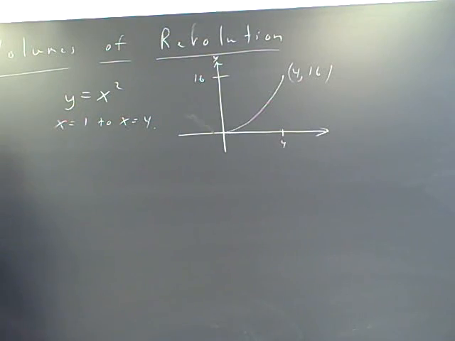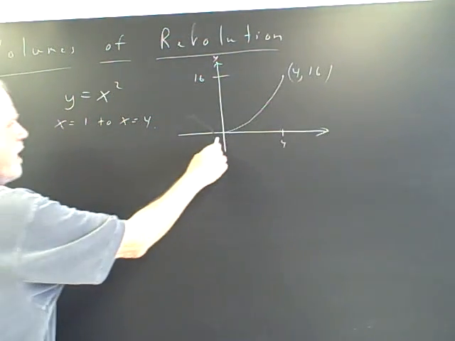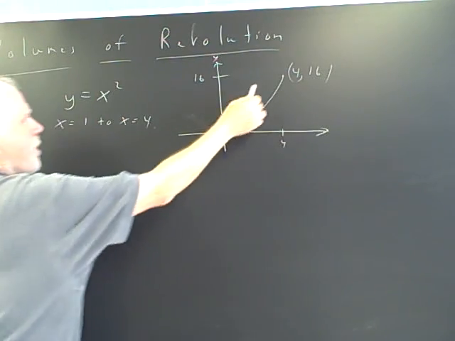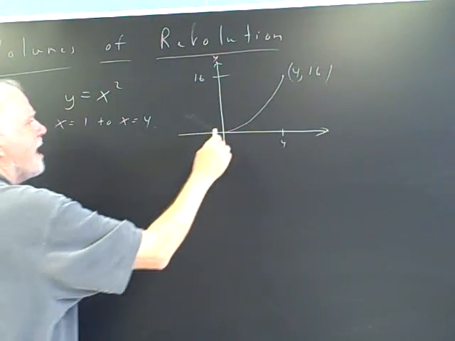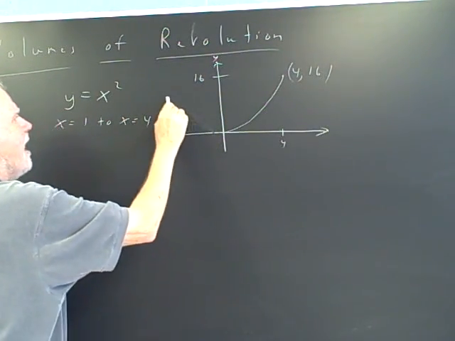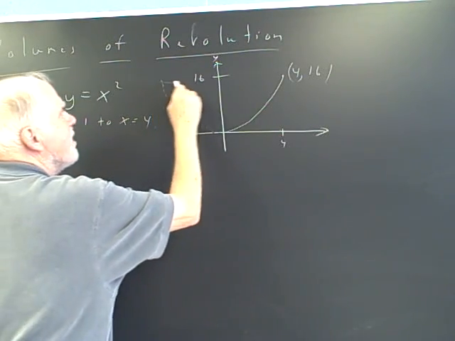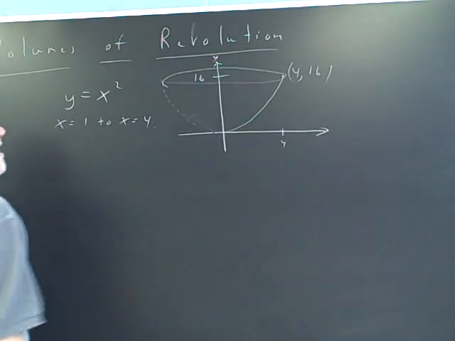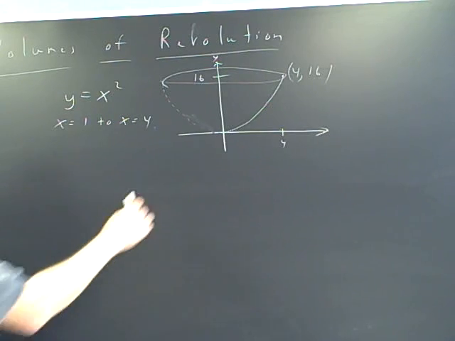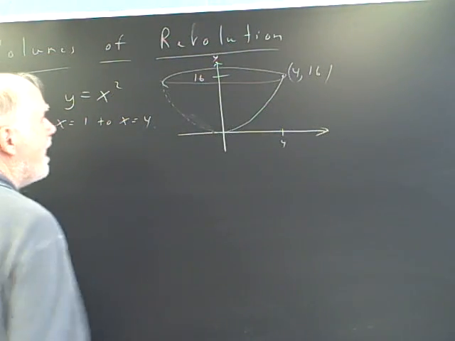Volumes of revolution. In this one, we're going to wrap y equals x squared from 1 to 4 about the y-axis. The solid is going to look like this, sort of like a bowl again, but it's about the y-axis.